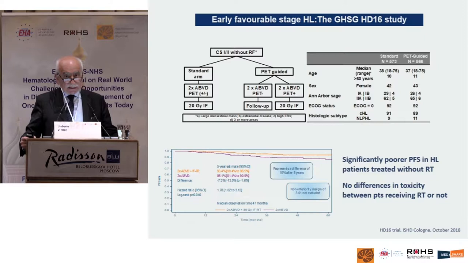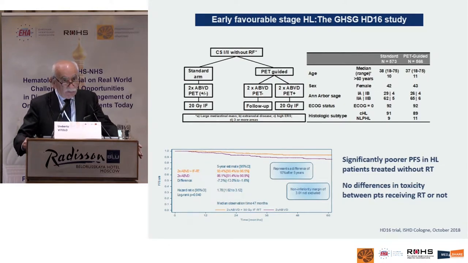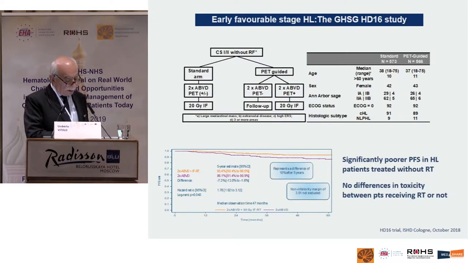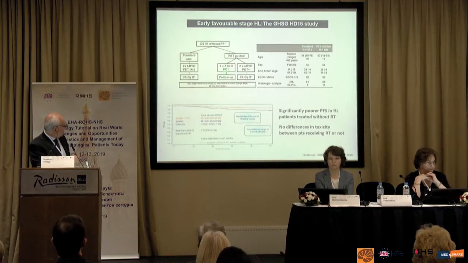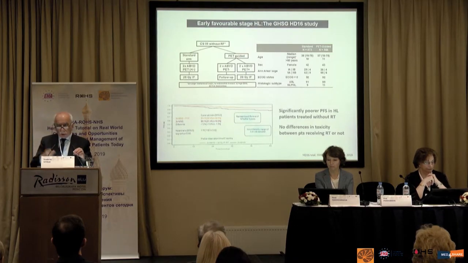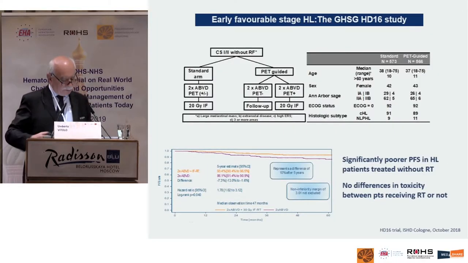The same group recently presented at the last Hodgkin lymphoma meeting in Cologne an attempt to avoid radiotherapy in this group of patients. So patients, again, with early favorable stage without risk factors were randomized to standard treatment, that is 2 ABVD and radiotherapy, or, in case of PET negativity, no radiotherapy, with radiotherapy added only for the patients who had PET positivity.